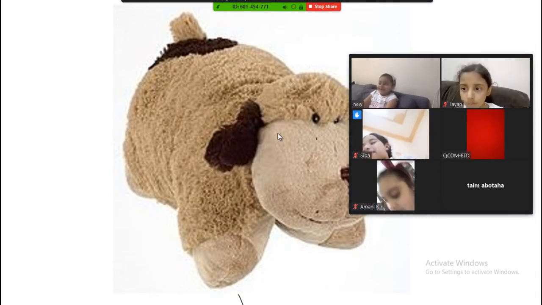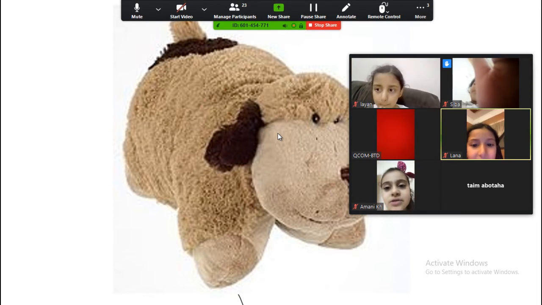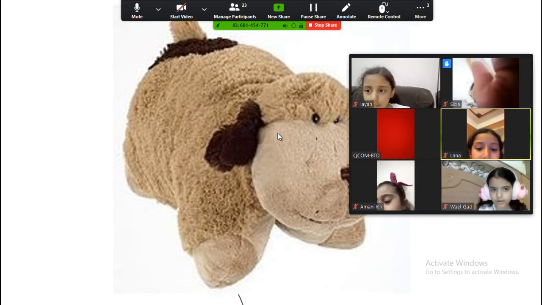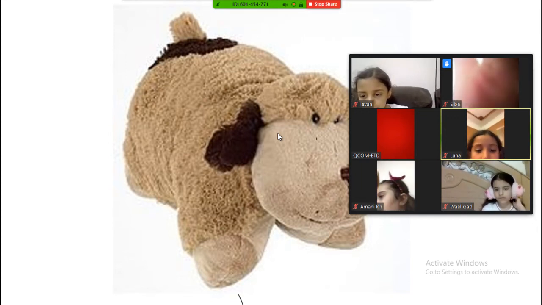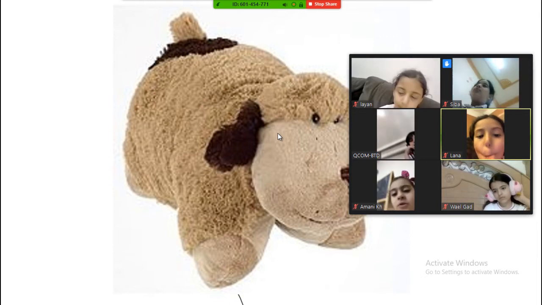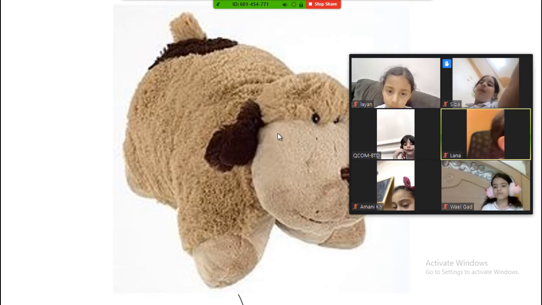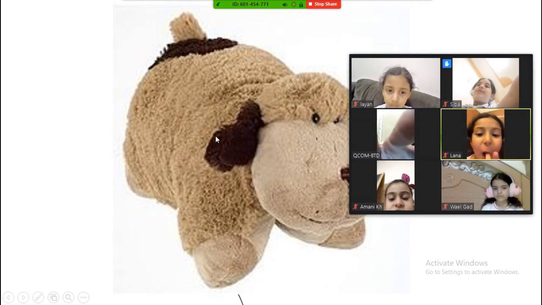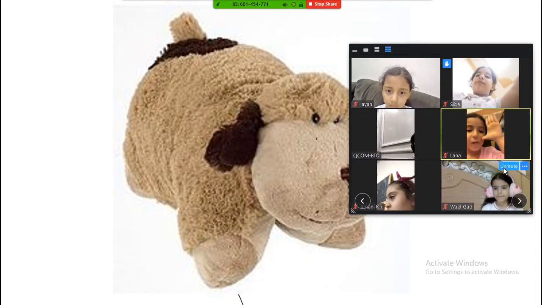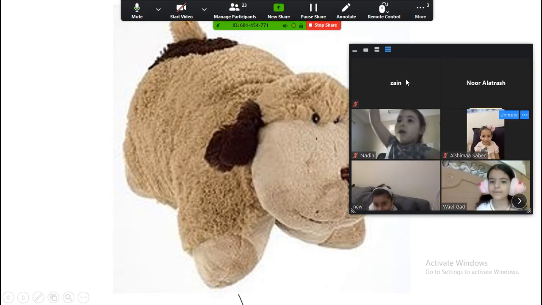Why is the sheep toy considered to be a solid? Why is it a solid? It has colors. What else? Also, liquids have colors. It has eyes. Nope. It has its own... ears. Shape. It has its own shape.